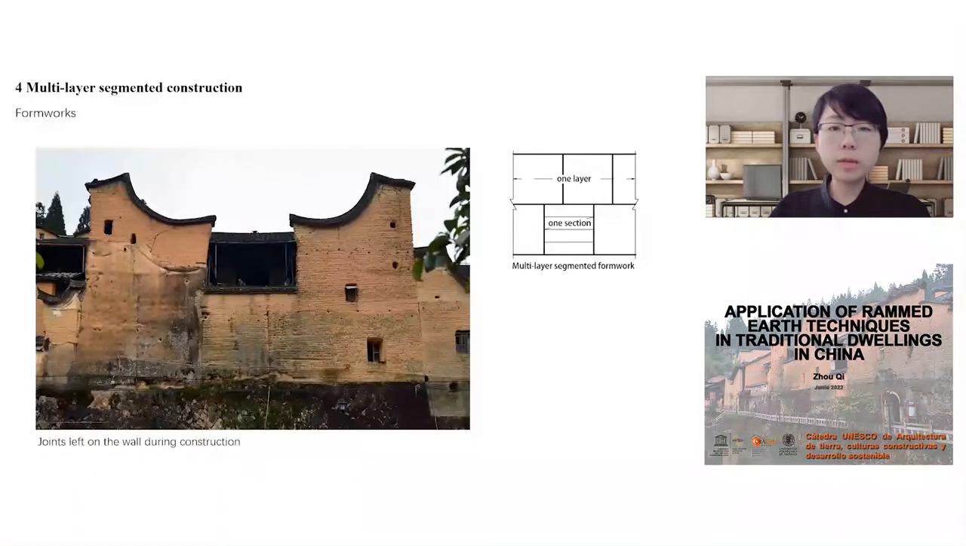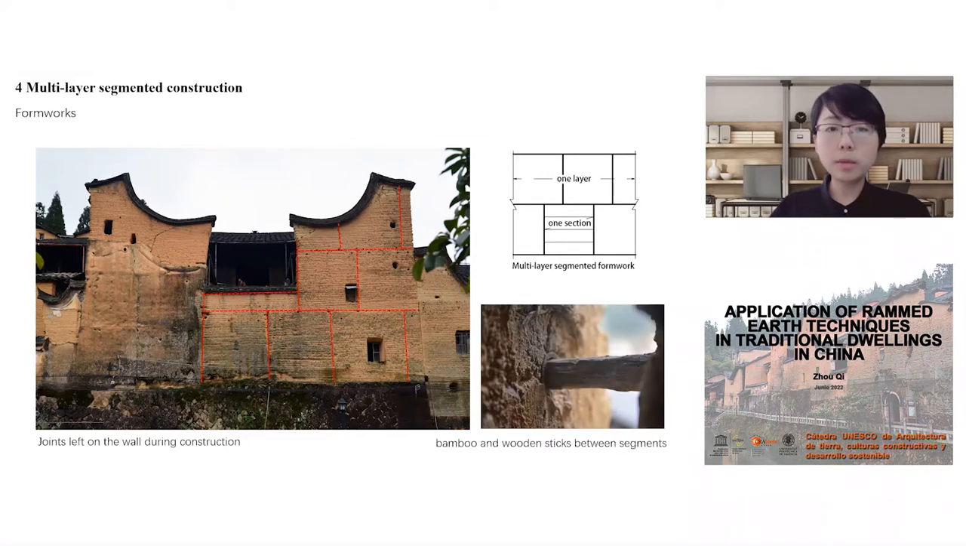It's characterized by clear joints in the facade. The joints of the upper and lower layer segments should be staggered to avoid straight joints. In some areas, bamboo and wooden stakes are used between segments to make them more closely connected.